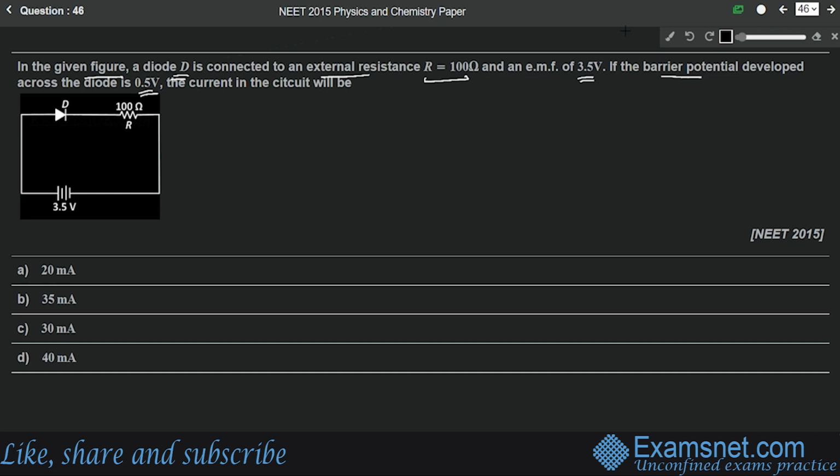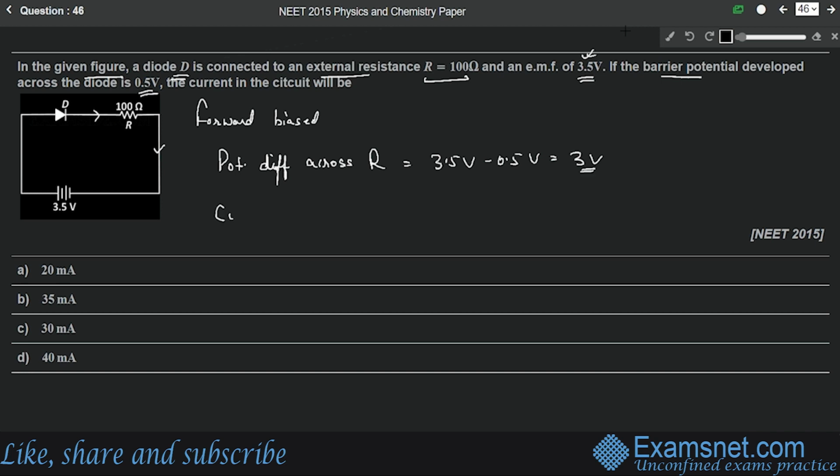So here you can see that the applied voltage, that means this EMF, is more than the barrier potential. So this diode is forward biased. So the current will flow like this, and the potential difference across the resistance will be equal to 3.5 volt minus 0.5 volt. So this will be equal to 3 volt.